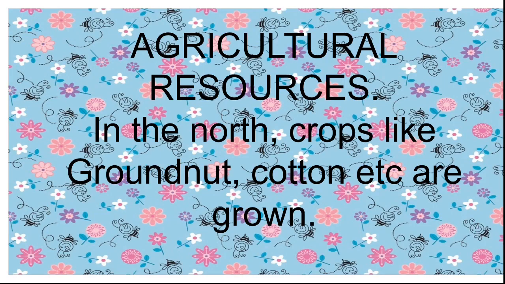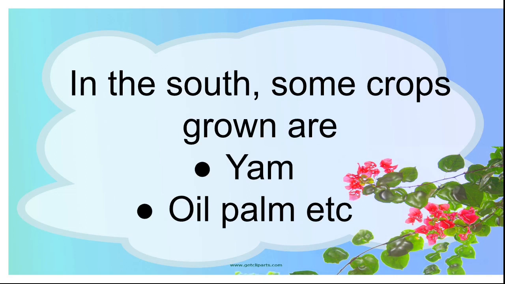Okay, we'll look at agricultural resources. In the north, crops like groundnut, cotton, etc. are grown. So the northerners grow mostly crops like groundnut, cotton, and others. Now, in the south, the agricultural resources or crops that are grown there are yam, oil palm, etc. We have lots of them, but these are few.